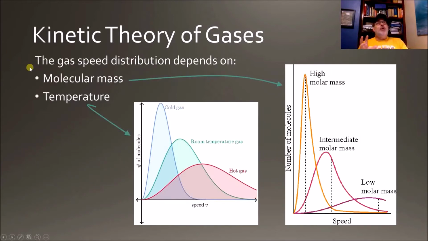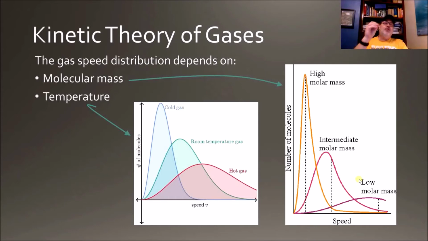So what do we get from all of this? We learned two important things. First, the molecular mass of the gas molecules makes a difference. This is the speed distribution: number of molecules versus speed. If you have a high molar mass or atomic mass, then they're going to be skewed down to slower speeds. If you have a low molar mass, say like hydrogen, they'll be skewed out at higher speeds, but they're all going to have, for the same temperature, the same kinetic energy. But the speeds will be different.